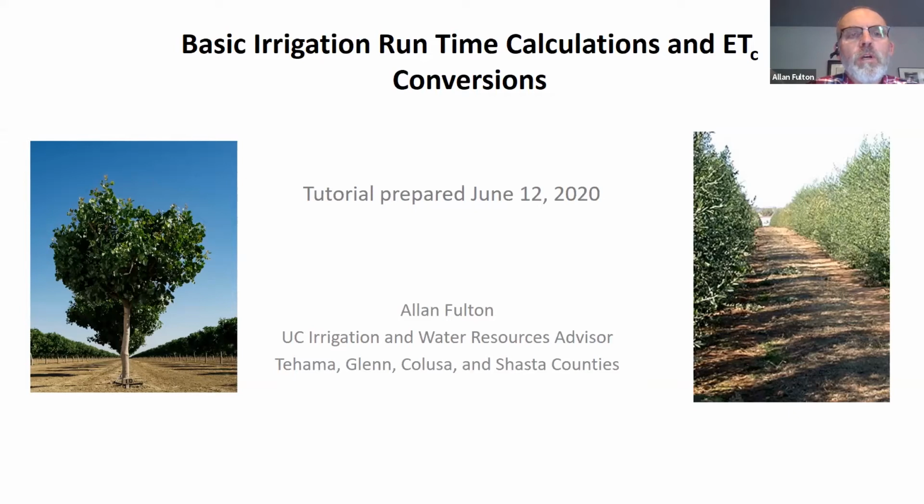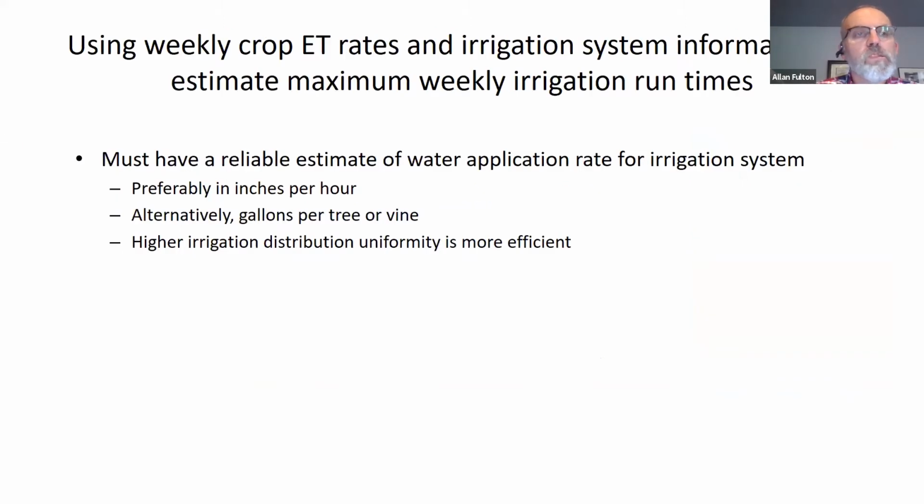Welcome to this tutorial on using our crop ET reports to make basic irrigation runtime calculations and other simple conversions. This is a place where this information starts to become more applicable in making on-farm water management decisions. In order to use our weekly crop ET information, you need to have irrigation system information as well. Our goal is to be able to estimate maximum weekly irrigation run times based upon each weekly crop ET report.